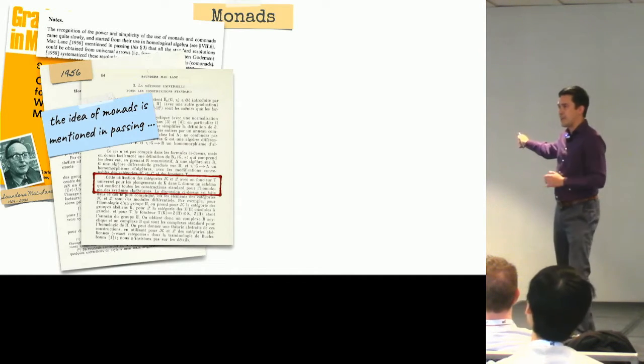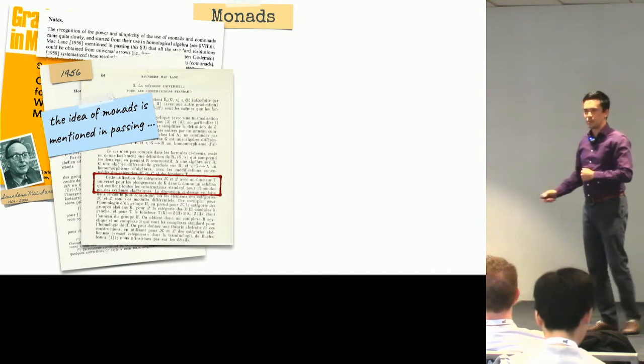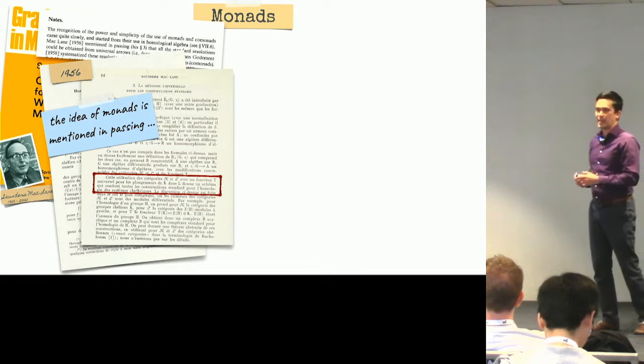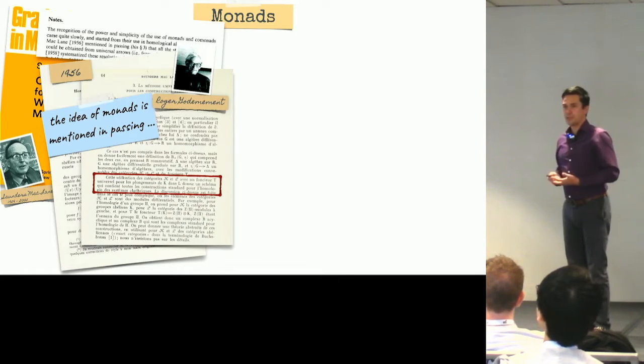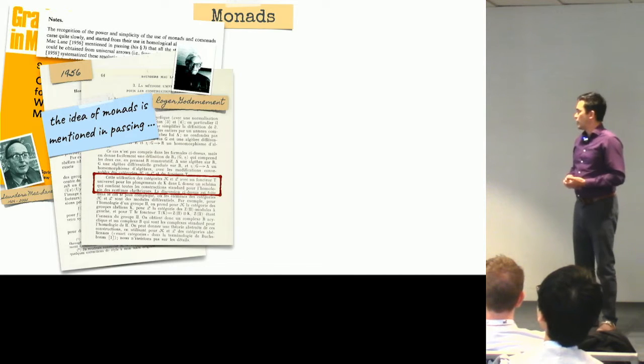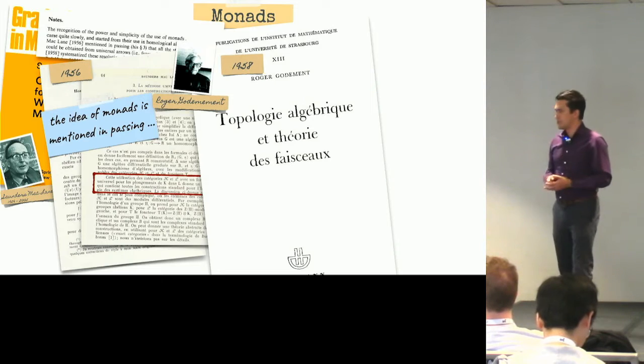And if you read this carefully with the eye of category theory today, you might be able to see that he was talking about monads to a degree. But I think it's difficult to establish that this is the beginning of monads. The beginning of monads comes much more clearly through the work of Godement, which again is in a French treatise on topology and sheaf theory.